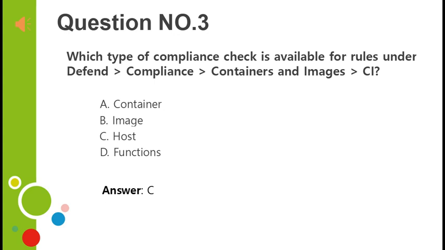Which type of compliance check is available for rules under Defend, Compliance, Containers and Images greater than C? A. Container. B. Image. C. Host. D. Functions. Answer: C.